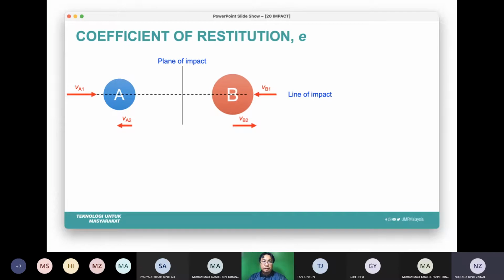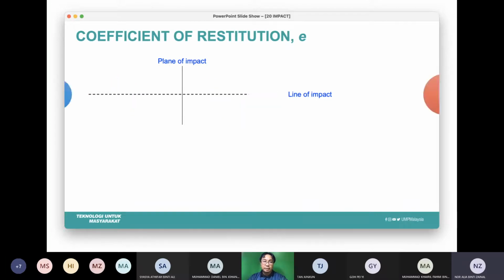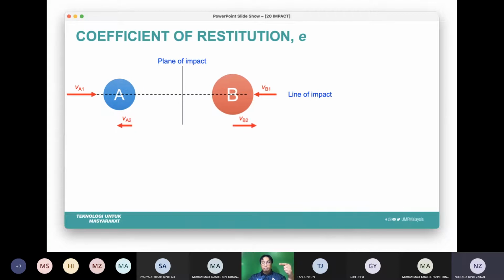So this is an example of what is happening during an impact. Okay, saya repeat balik animation dia. Objek berlanggar, dia datang dengan VA1 dan VB1 pada awalnya, and then after the collision dia akan bergerak ke arah yang bertentangan dengan velocity VA2 dan juga VB2.